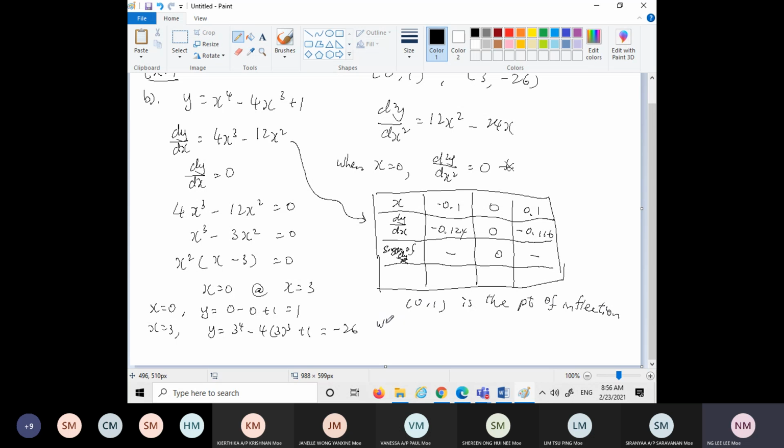The same thing. When x is 3, the second derivative is 12 times 3 squared, minus 24 times 3. You get 36, positive, greater than 0. So this is a minimum point. (3, -26) is a minimum point. I hope you are clear. We have 3 more minutes.